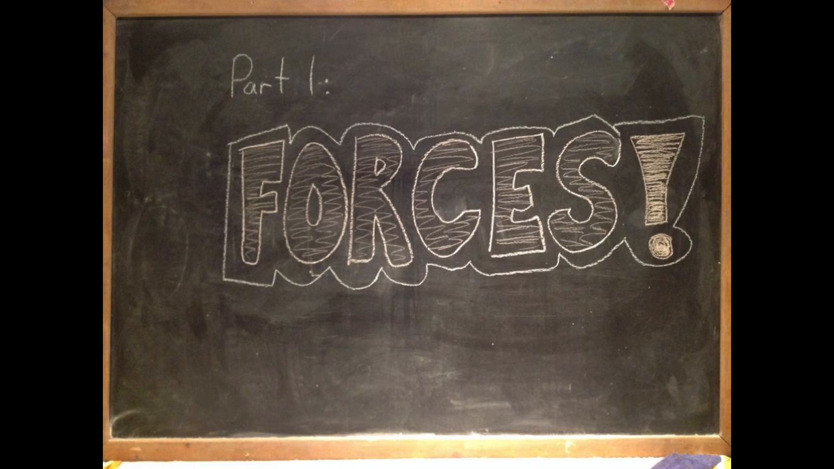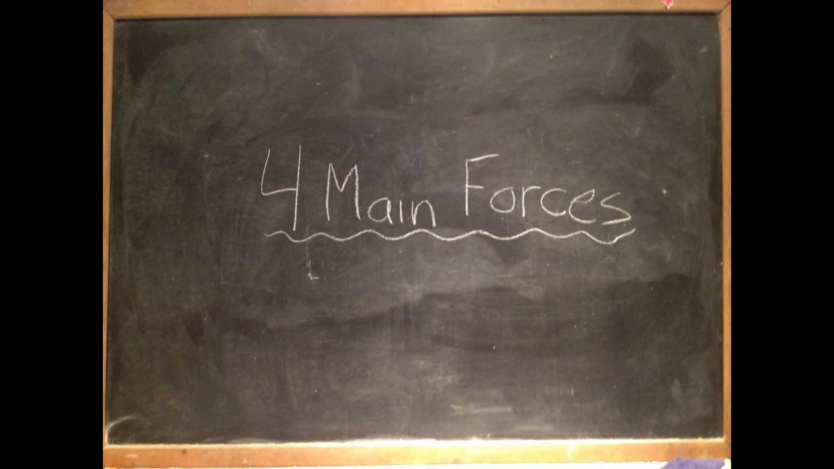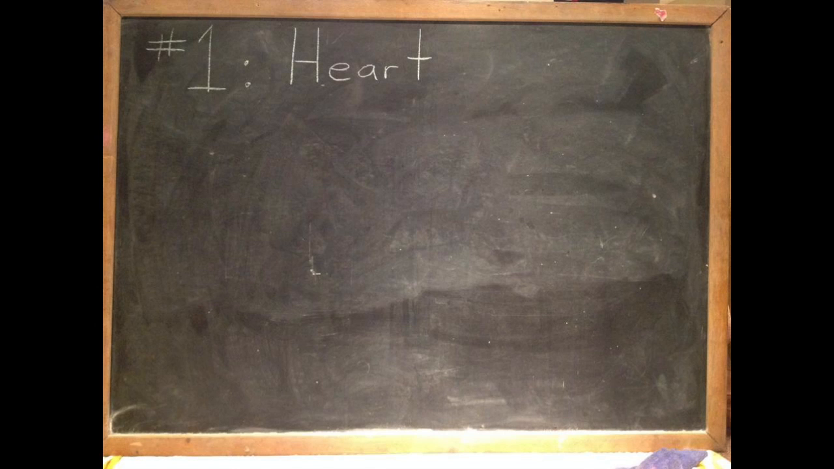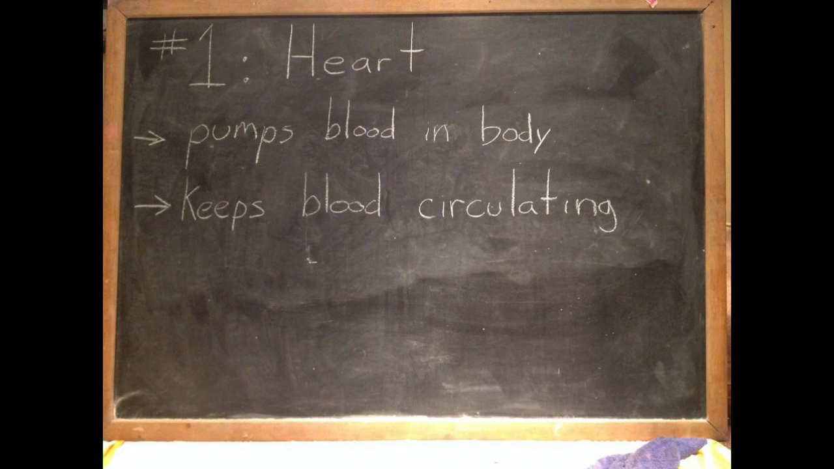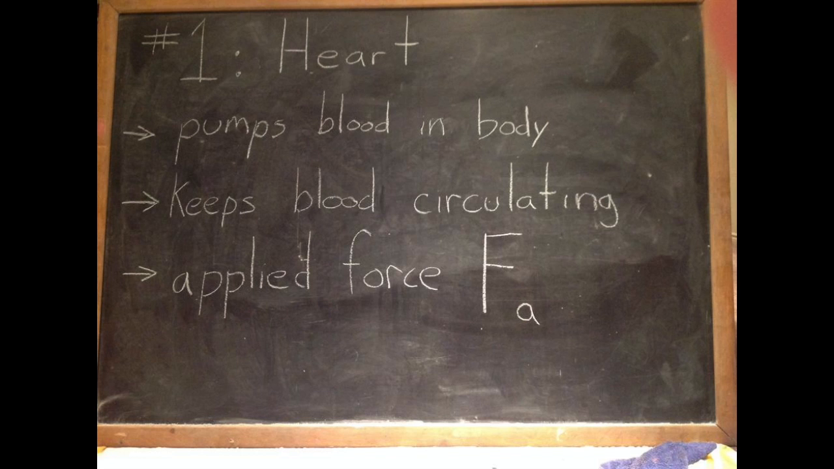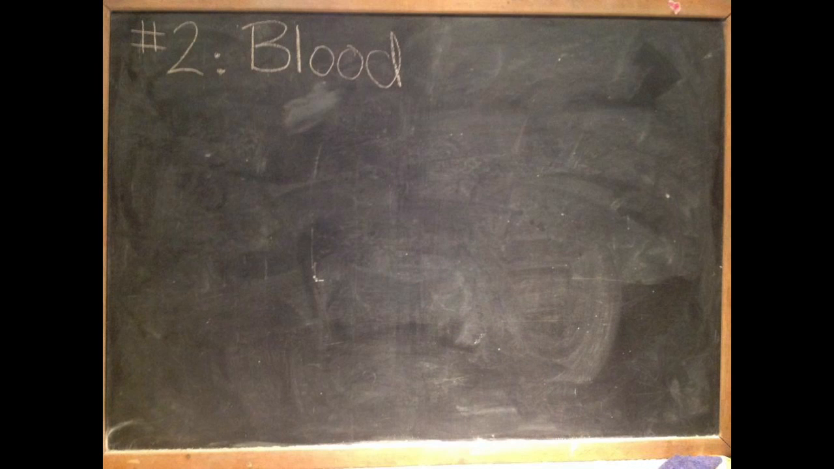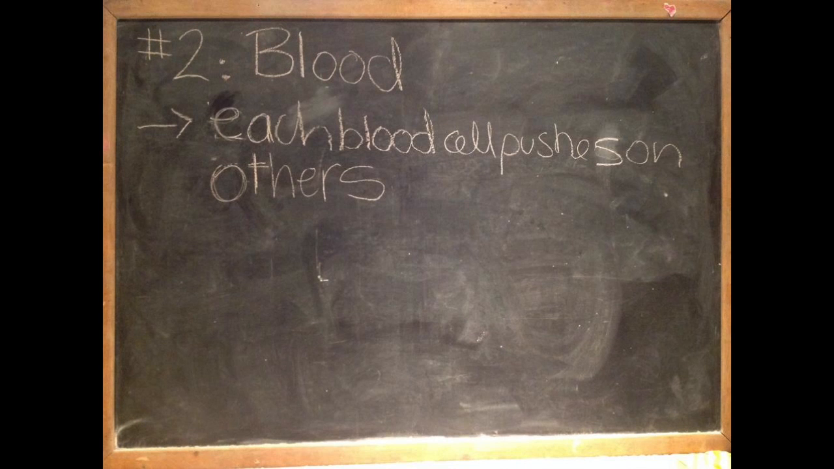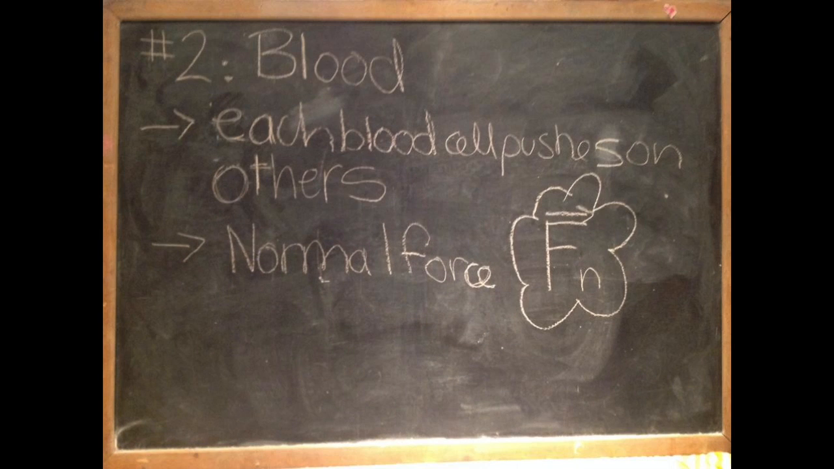As blood travels through blood vessels in our body, four main forces are acting upon this blood. First off, the heart. The heart is responsible for pumping blood and keeping blood circulating in the body. The heart is an applied force as it acts as a pump, pushing the blood around the body. Next is blood. Each blood cell pushes on others. This creates a normal force of the blood pushing on other blood.